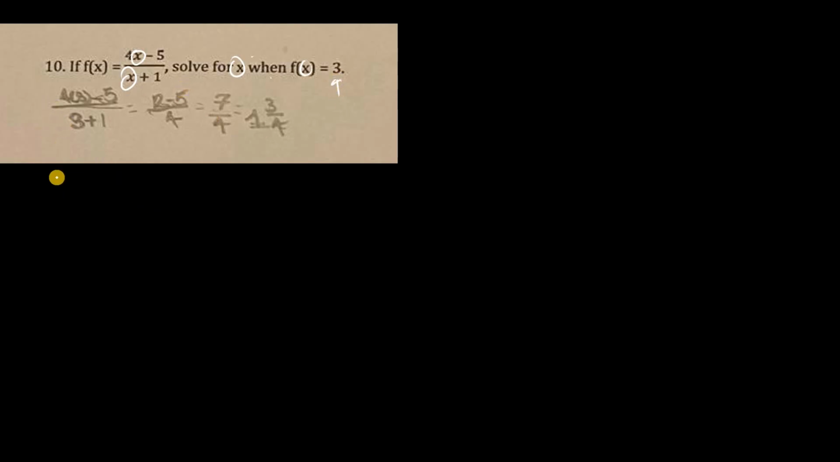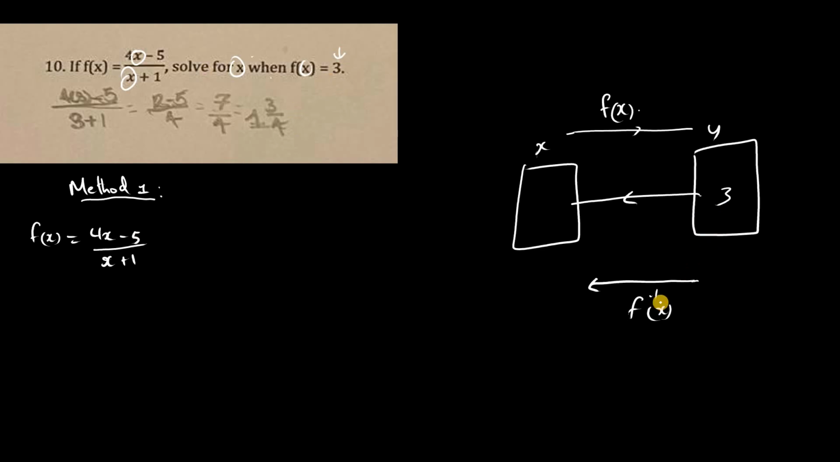What we could do is use the inverse. That's one way of doing it. There are two methods. f of x equals (4x minus 5) over (x plus 1), is to find the inverse, and with the inverse, we can input 3 into it. So we know that f of x is 4x minus 5 all divided by x plus 1. So let's see what the inverse will be.